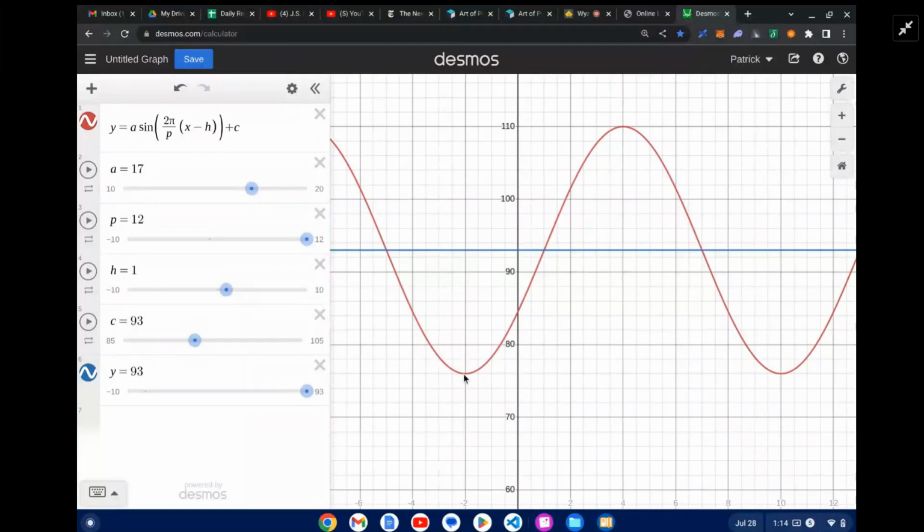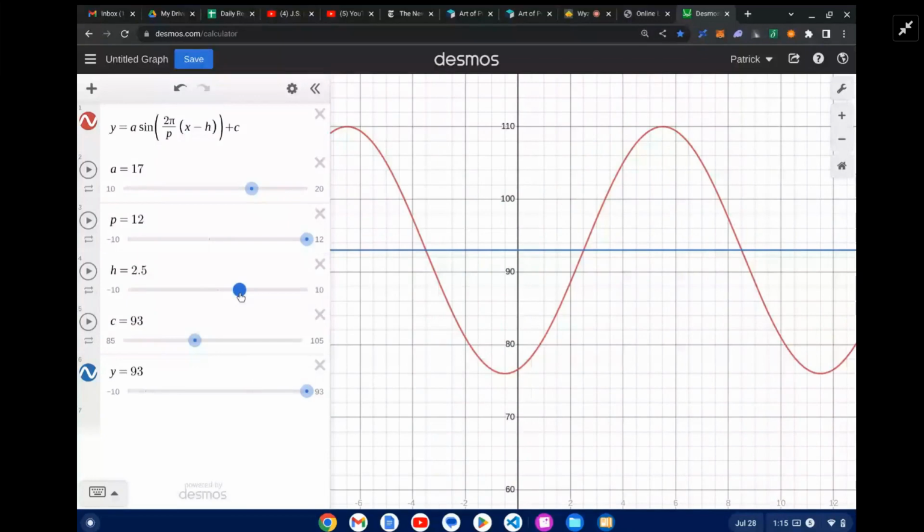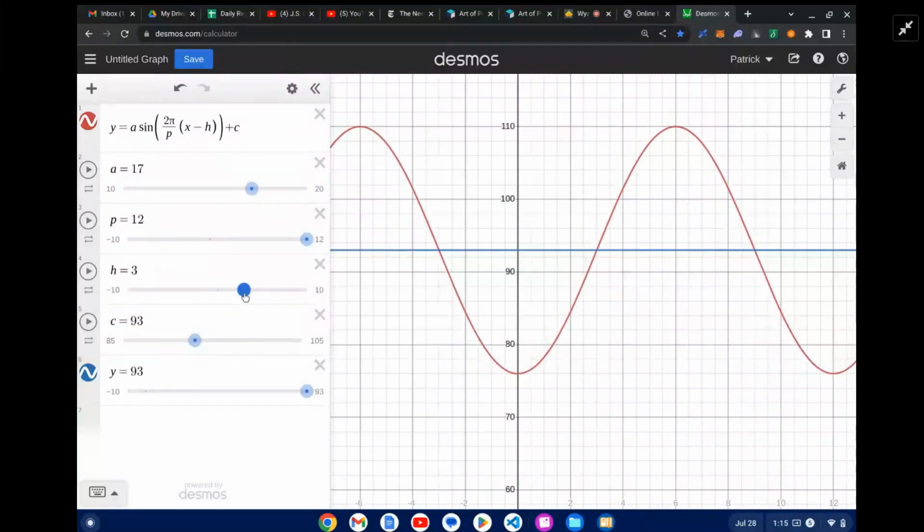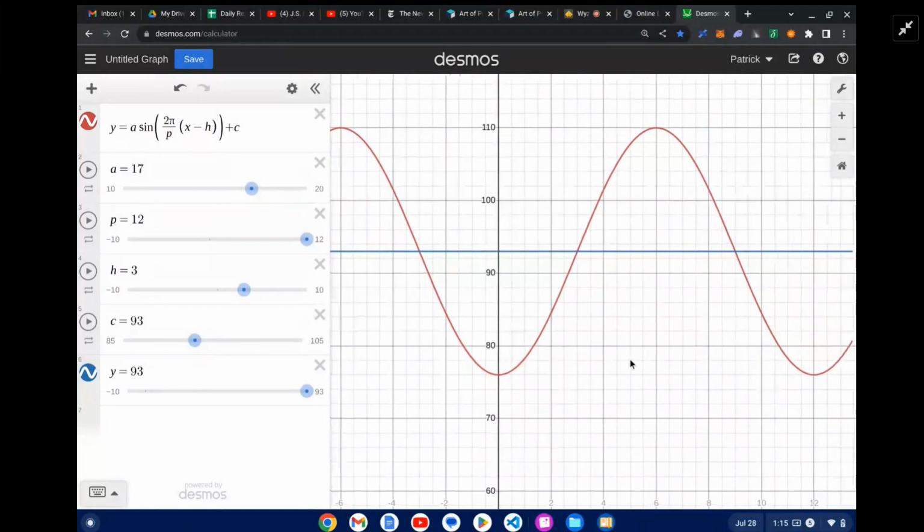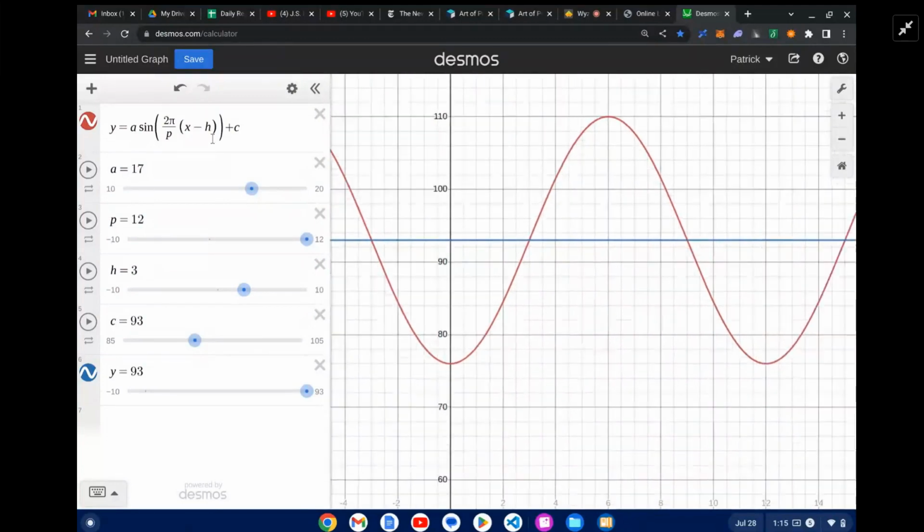How much do we need to shift it? Well, it's exactly a quarter of the cycle. From here to here is a quarter of a cycle. So a quarter of 12 months is 3 months. If we shift it over 3, it should be right on the minimum there. And there you have it. There's your sine function. All the parameters are now set. You have A is 17, P is 12, H is 3, C is 93.